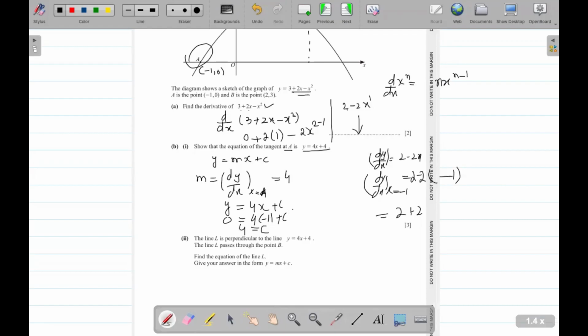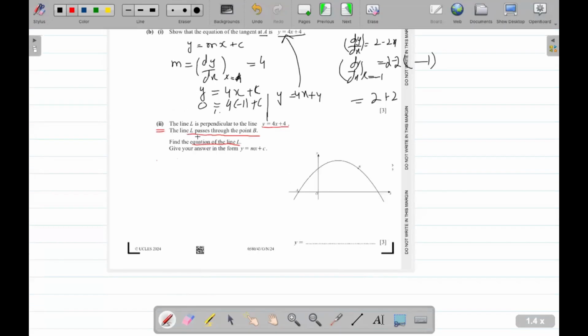And we can write this equation: y equals 4x, and c here is 4, so we write plus 4, and hence it is verified, it is proved. The equation of the tangent at A is 4x plus 4. Part second: the line L is perpendicular to this line 4x plus 4, and the line L passes through point B. Find the equation of the line L.